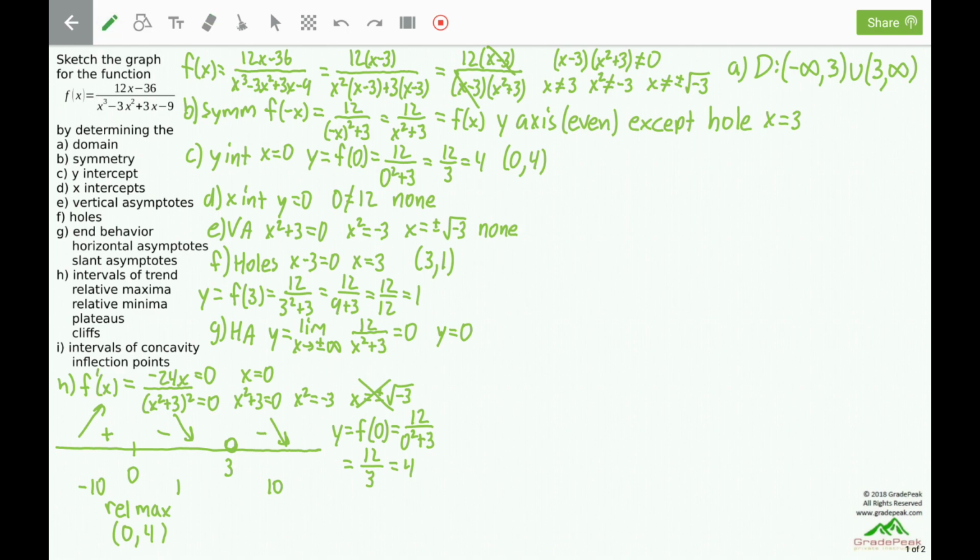X equals 3 is not a critical number. It's a hole in the graph, and the graph on each side will be decreasing, and it will connect together in one continuous decreasing other than the hole at x equals 3.